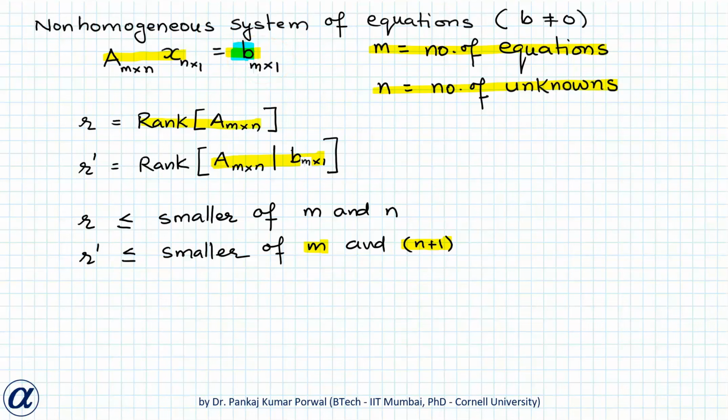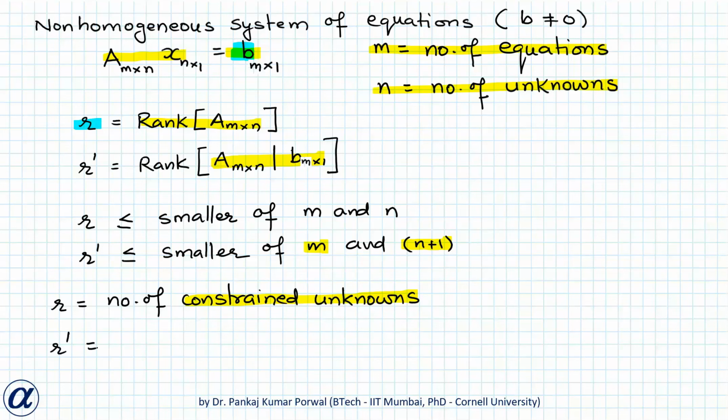Conceptually, the rank of the coefficient matrix, that is R, is equal to the number of constraint unknown variables in our vector X, and by constraint unknowns we mean the unknowns that have to be solved using the system of linear equations. And the rank of the augmented matrix, that is R prime, is equal to the number of linearly independent equations in our given system of equations.